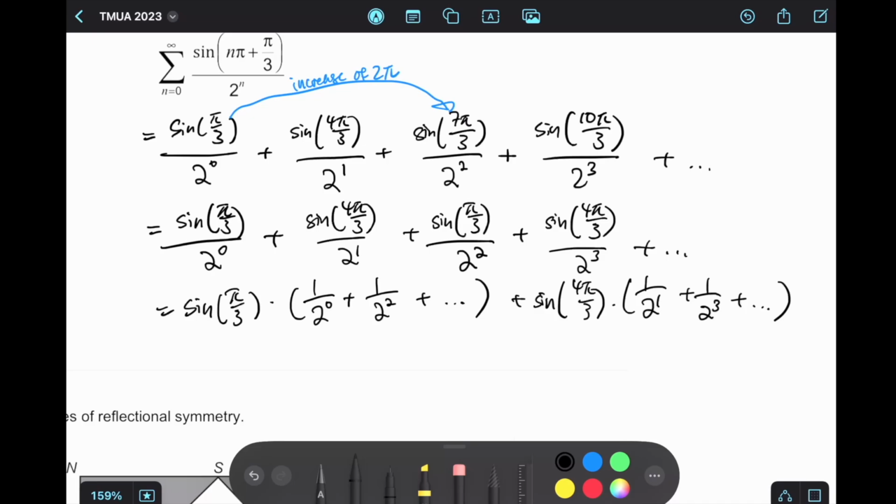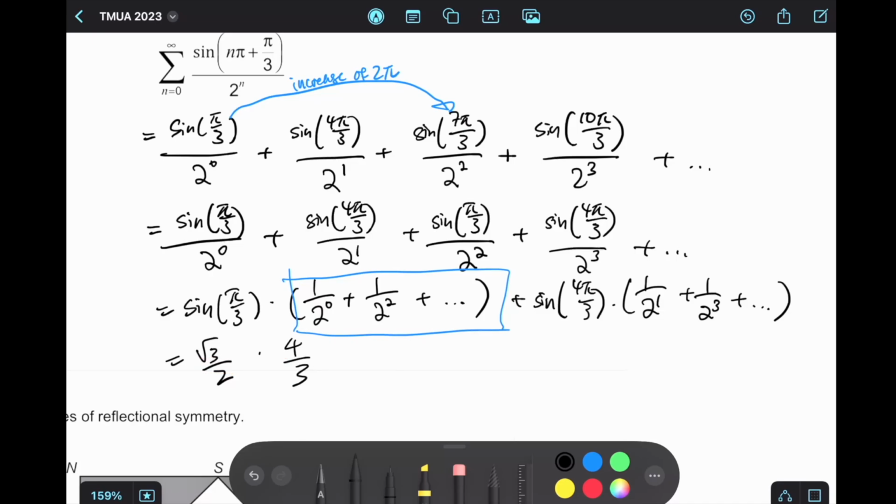So we know that this infinite series over here is just 1 plus 1 over 4 plus 1 over 16, and so on. So this would sum to 4 over 3. And we know that sine pi over 3 is root 3 over 2. So that's root 3 over 2 times 4 over 3.